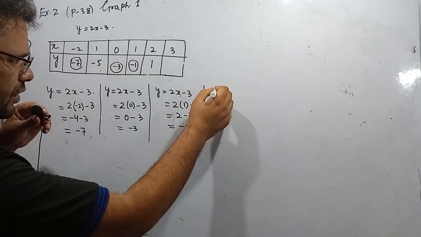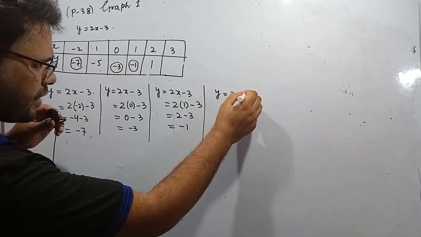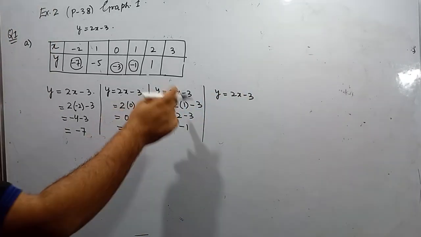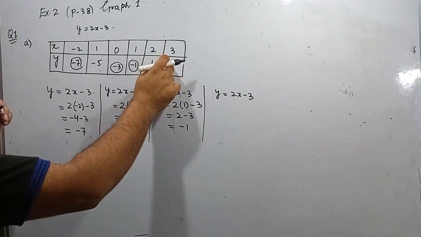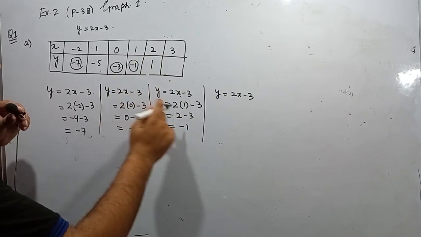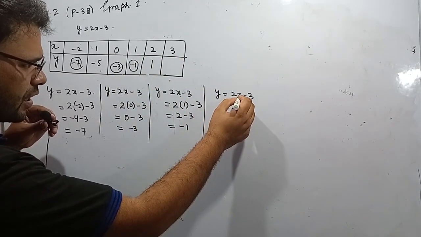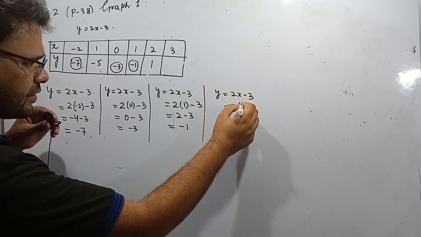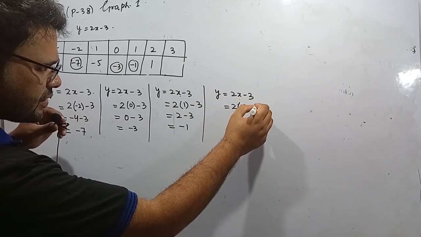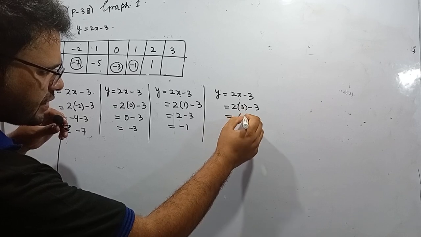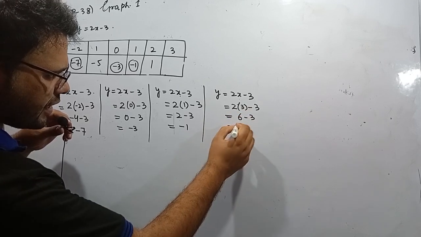So now this value is written. Now next, y is equal to 2x minus 3 is the equation. What should I write? I need to write the value here. Which value will I write? You can see how I will find it. In place of x I will write 3. Minus 3. 2 times 3 is 6, minus 3, then it is 3.